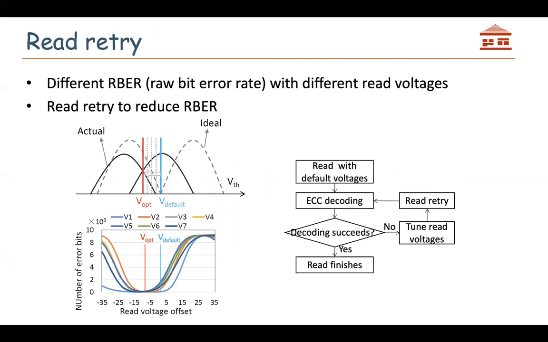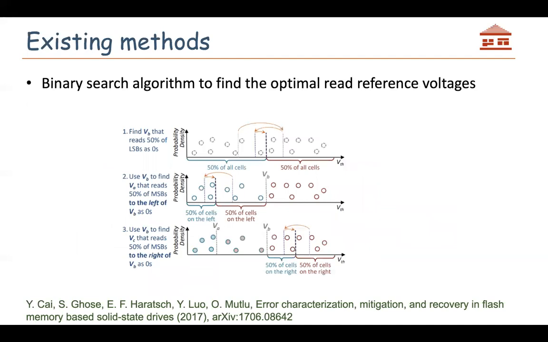Retry operations are introduced in NAND flash memory to realize the function of voltage tuning. Then we introduce some existing methods to find the optimal read voltage. One method employs a binary search algorithm which tracks the ratio of zeros and ones for each read voltage it tries. The binary search algorithm continues narrowing down the range until it finds a read voltage that satisfies the ratio. This method will result in an unpredictable number of read retries.